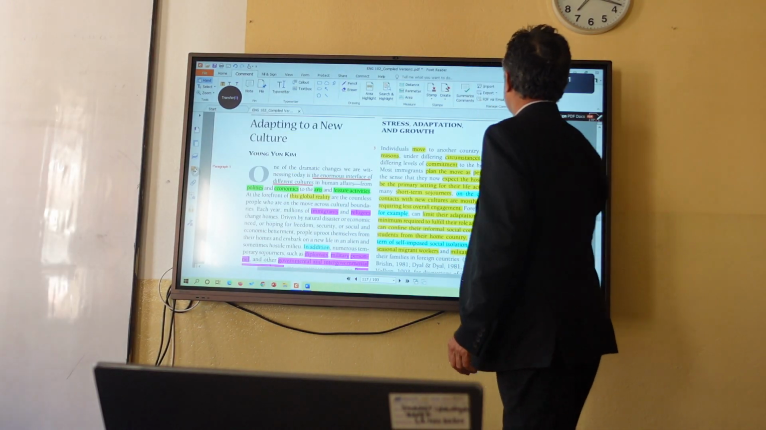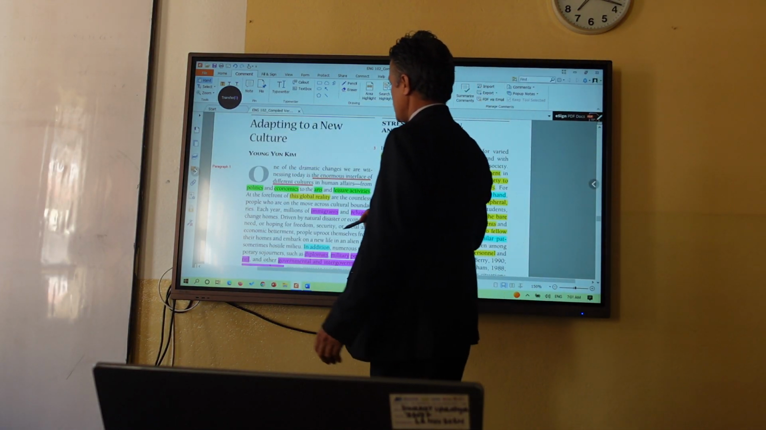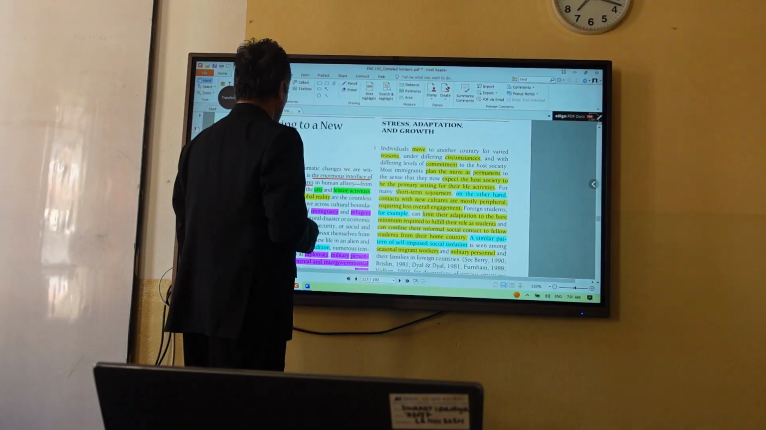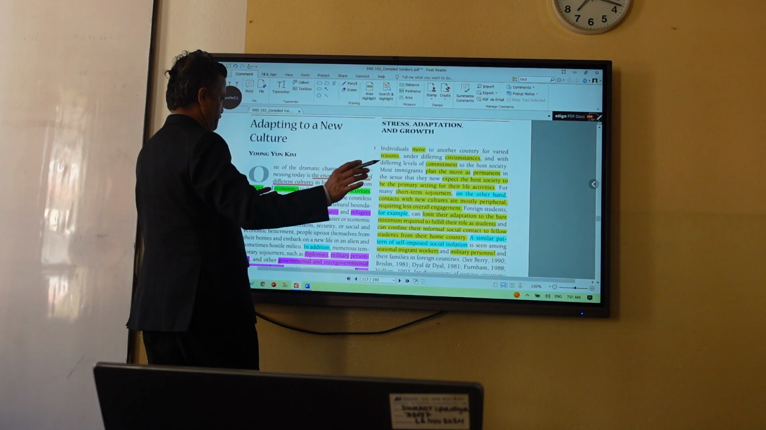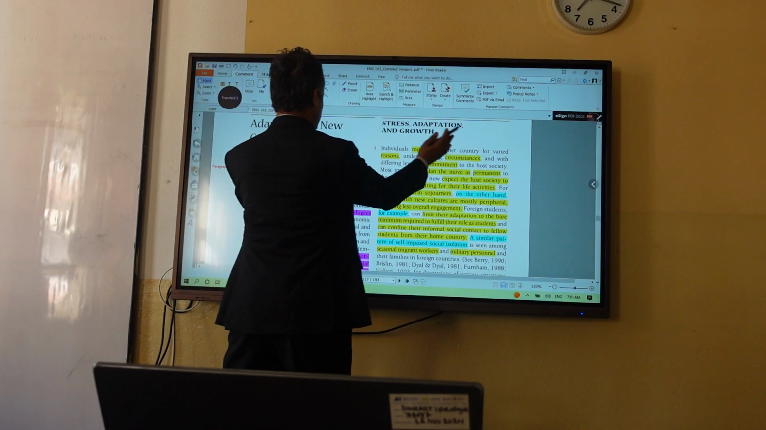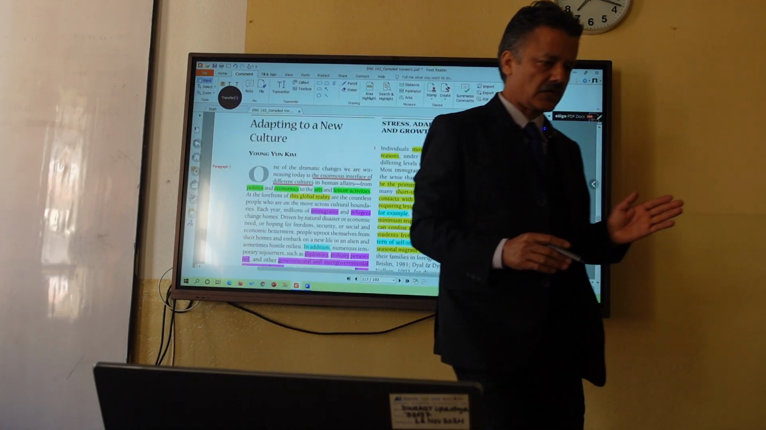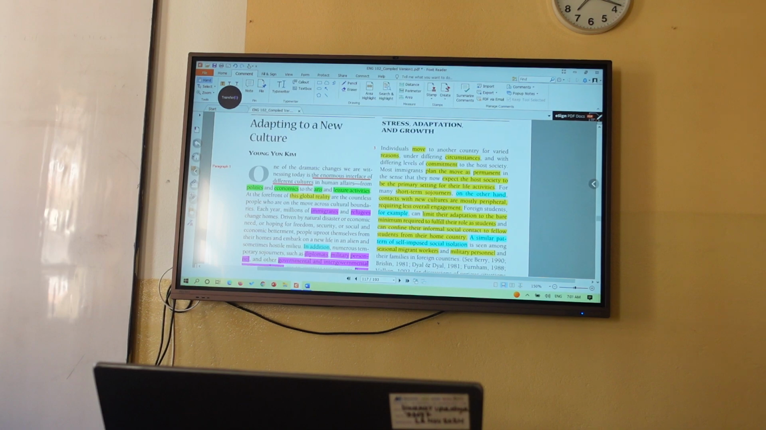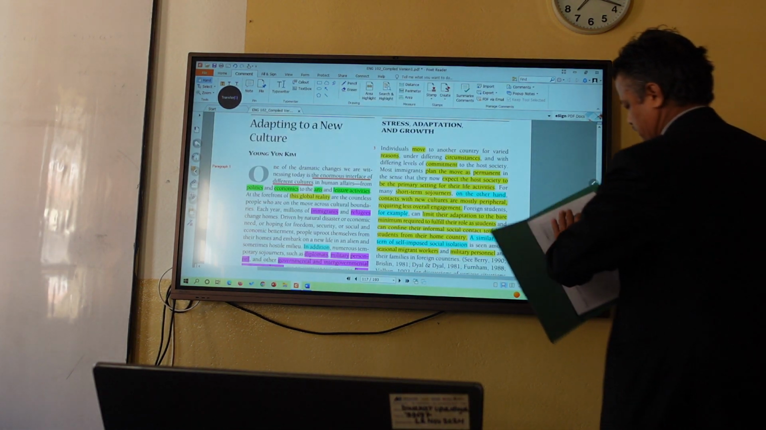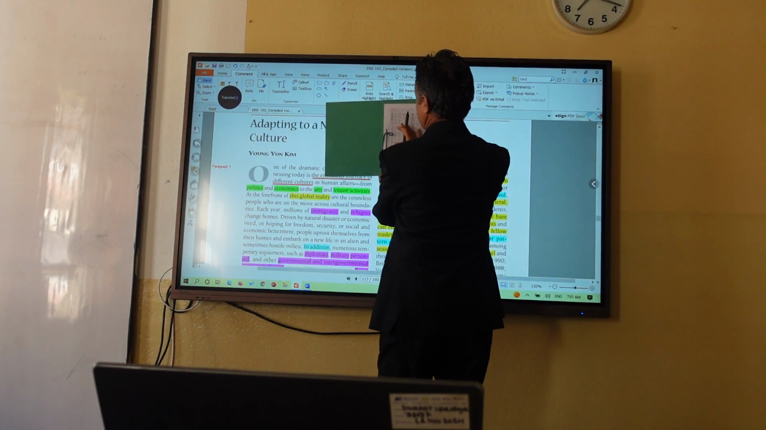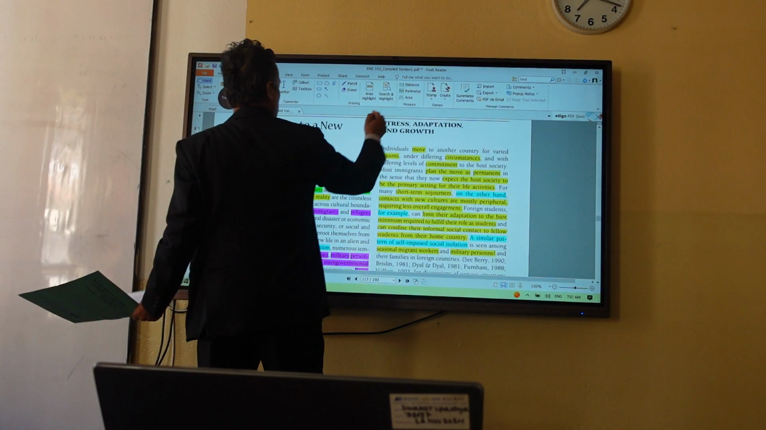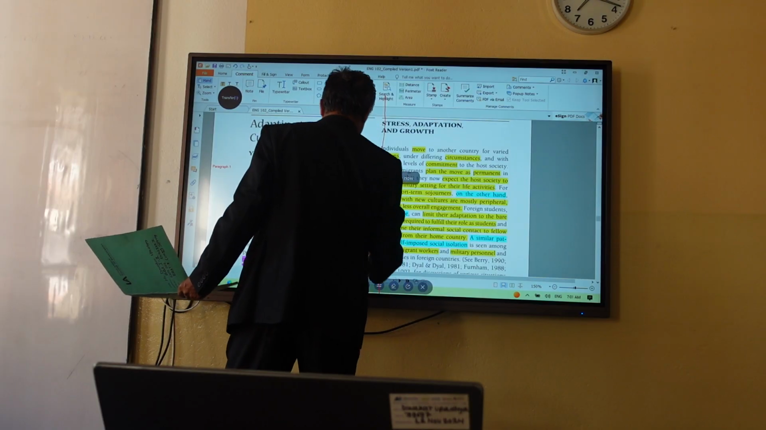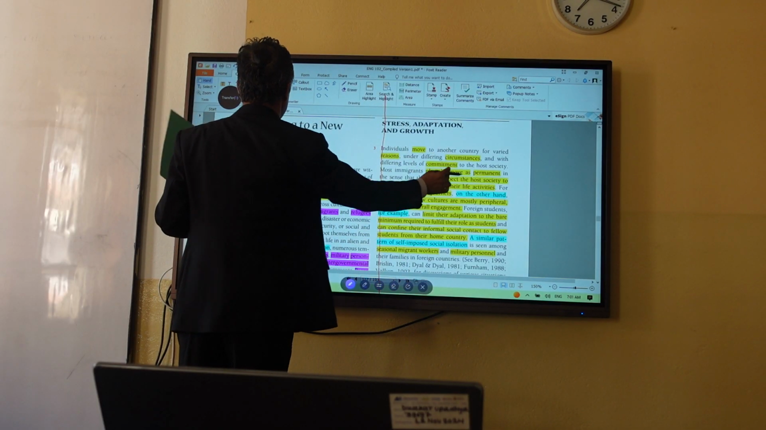Okay. Now we have the next essay, adapting to a new culture. So what you're doing, you have your copy. Open the copy both pages like this, as I showed you, as I told you earlier. Open the pages like this, both pages, and let's say this is the middle line. This is page 1, page 2.